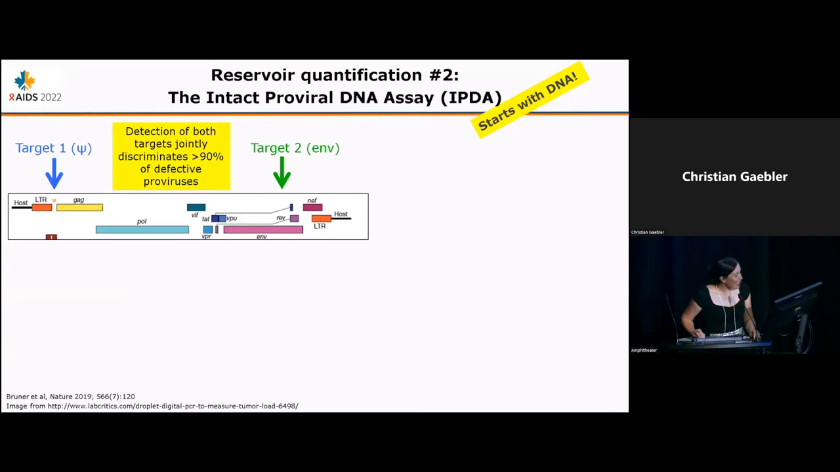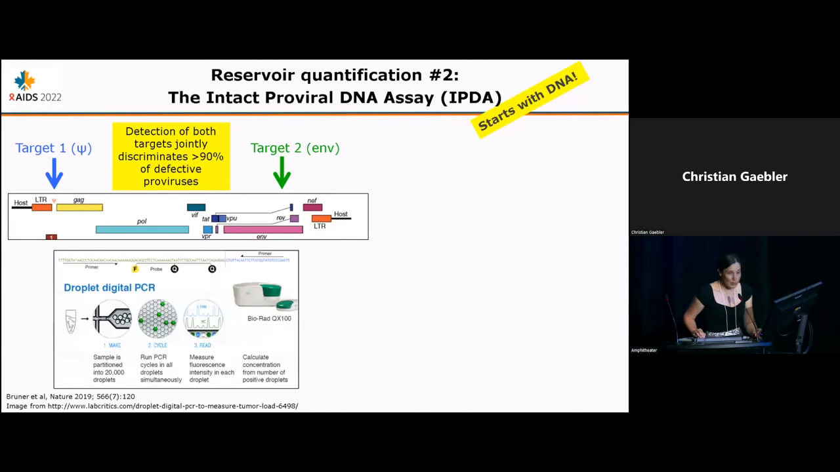This is a higher throughput assay, and it actually starts with DNA extracted from the CD4 positive T cells. It is a PCR-based assay that has two targets in the HIV genome, one at the beginning and one near the end, and joint detection of both targets discriminates more than 90% of defective proviruses. So if you have both targets, chances are that's an intact provirus.